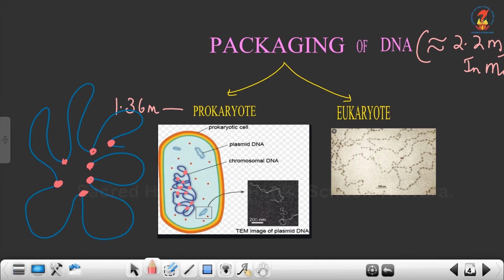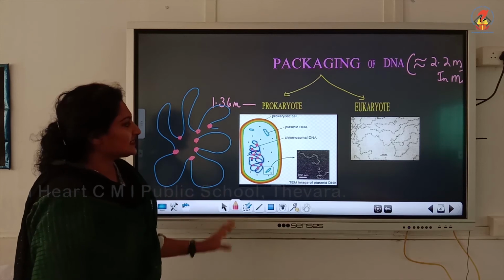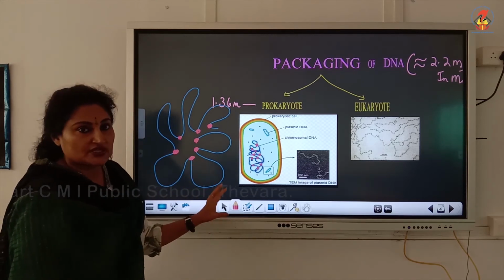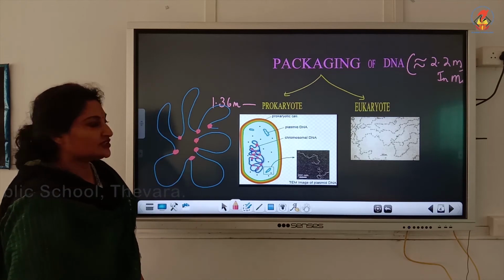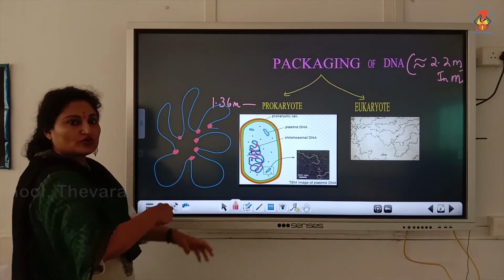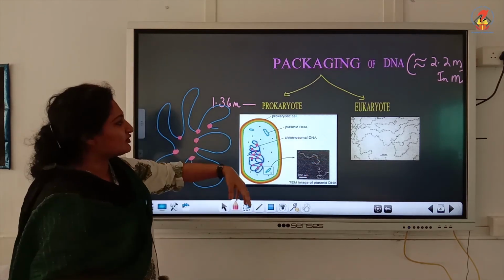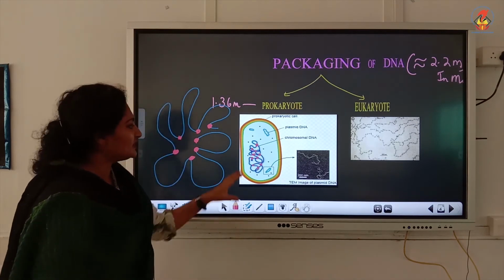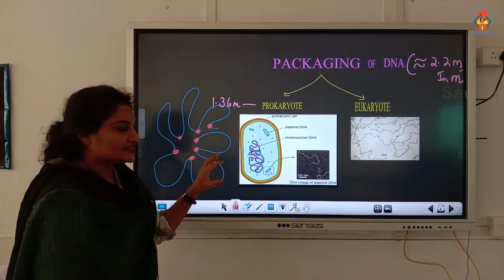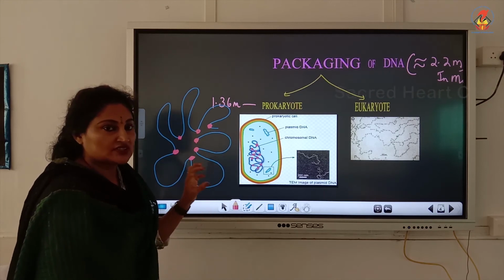Why should these proteins be positively charged? Because DNA is negatively charged. So, DNA which is negatively charged is held in position in the region called the nucleoid with the help of positively charged proteins. If these proteins were not there, what would have happened? They would have become untangled, lengthy, and spread across the entire cytoplasm of the cell. But here we can see it is constricted only to the nucleoid because of these positively charged proteins.